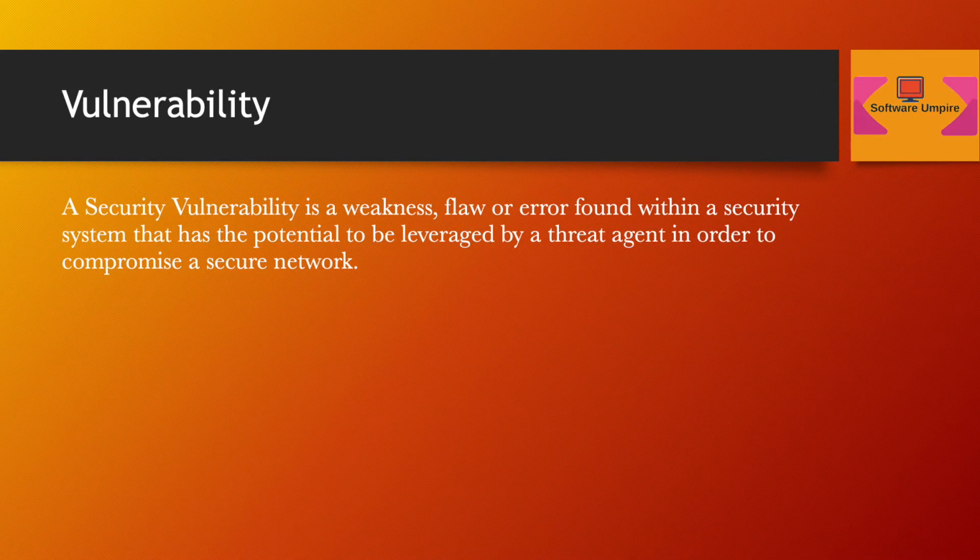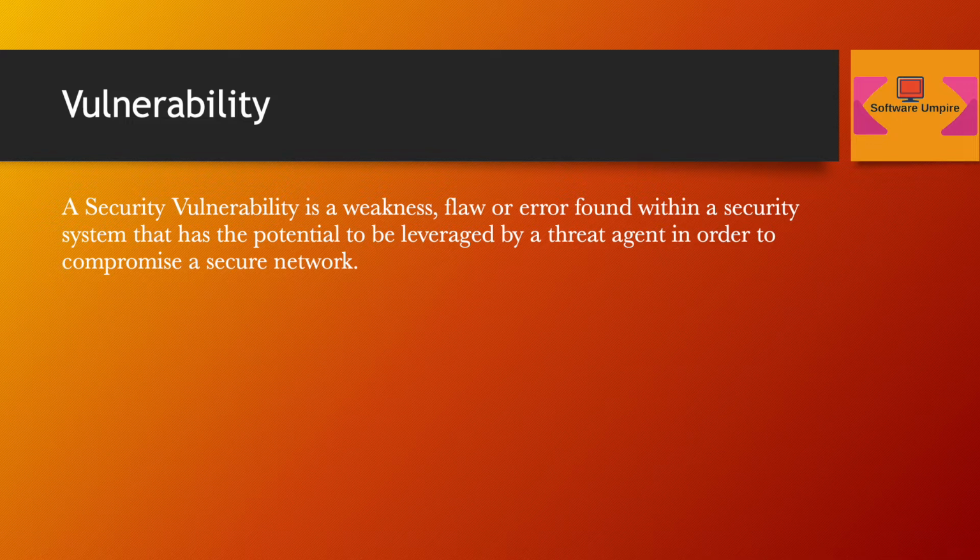Now we talk about vulnerability. A security vulnerability is a weakness, flaw, or error found within a security system that has the potential to be leveraged by a threat agent in order to compromise a secure network. A vulnerability can be defined as a weakness in a system or its design. Every system is human-created, and the chance for errors and mistakes is always there in every human-created system.